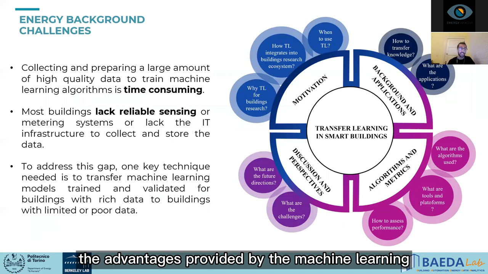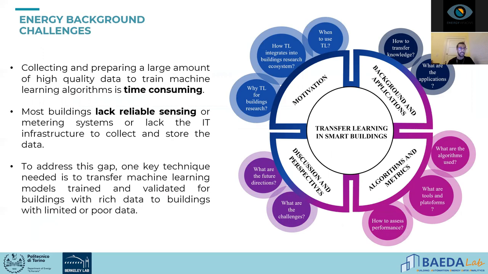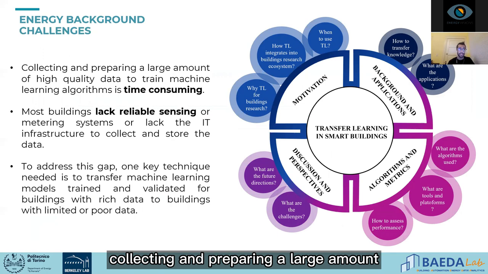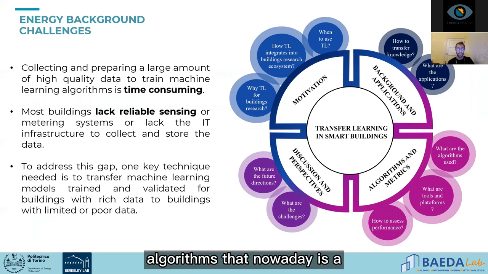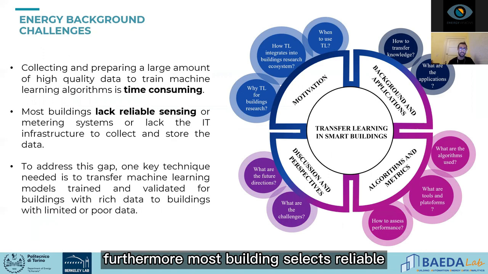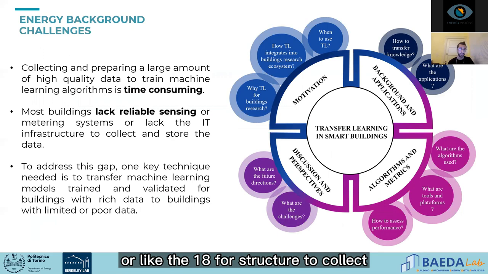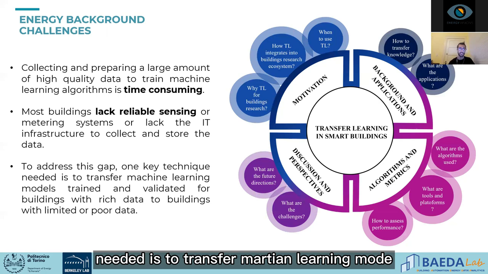However, despite the advantages provided by machine learning, there are still some challenges that need to be addressed. In particular, the two most important challenges are related to collecting and preparing a large amount of high-quality data to train machine learning algorithms, which nowadays is a time-consuming procedure that needs to be done for each new building. Furthermore, most buildings lack reliable sensing or metering systems, or lack the IT infrastructure to collect and store this kind of data. Therefore, to address this gap, one key technique needed is to transfer machine learning models from one building to another building that has limited or poor data. And that is why we are trying to use transfer learning.